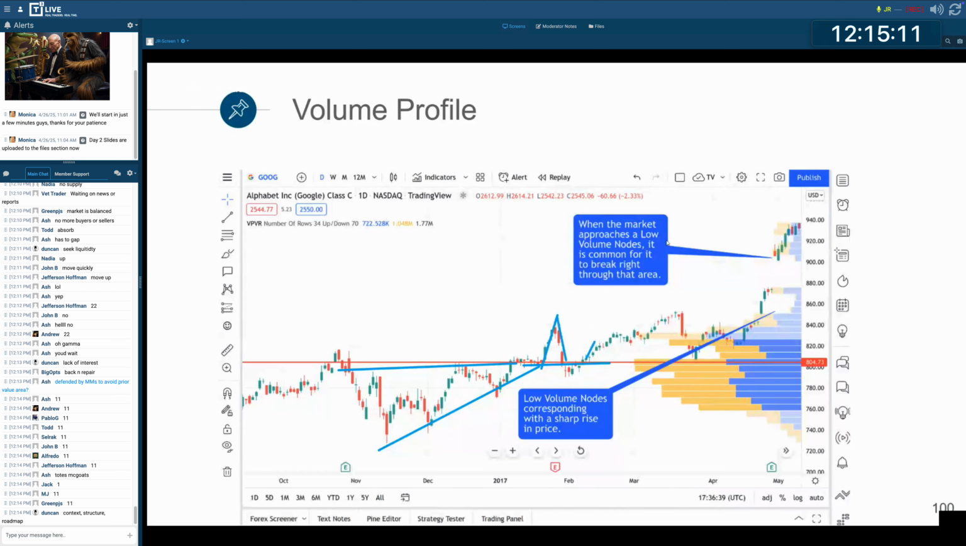Okay. When the market approaches the low volume nodes, it is common for it to break right through the area. In this case, right, what happens? The gap holds, right? There's no transactional interest in filling this gap. That is your gap and go there in a nutshell. Okay, perfect. So now we're going to go through a quick introduction to the anchored VWAP.